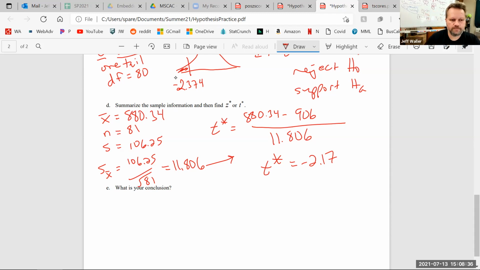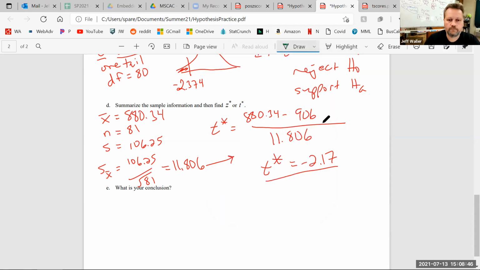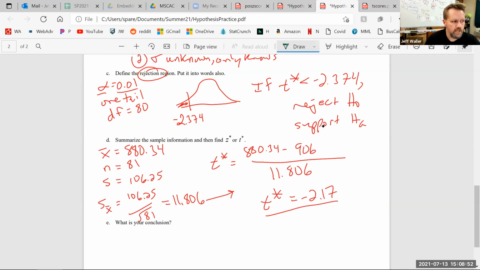So what does that mean? What do I do with it now? It's a number. It doesn't fit into the rejection region. Where'd it go? Here's 0, right? So where's negative 2.17? It would be right there. It didn't quite make it, did we? We failed, which is fine.